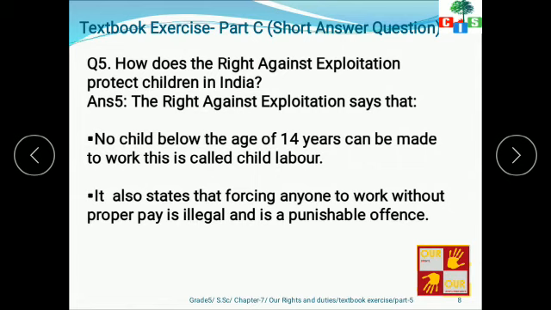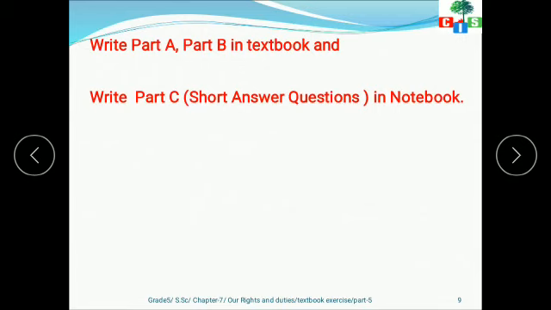Now what is your task? What you have to do? You have to start writing all these things in your notebook. So first you will write the hard words which I have already sent, and after that you will start writing these short answer questions. Right? So part A and part B, you have to do in the textbook only, and part C, which is the short answer questions, you have to write in the notebook.